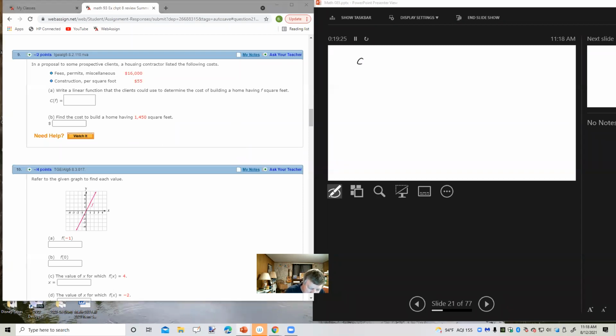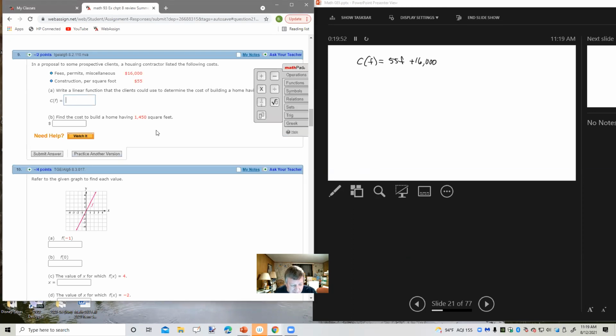So what we get is C of F equals 55F plus 16,000, because F is the number of feet, okay? Now, another mistake that students made on this kind of problem back when we took the Chapter 8 test is not paying close attention to the variables. This is F, and it's a lowercase f. So this needs to be 55F, okay, plus 16,000. If you put 55X there, it's going to mark it wrong, okay?